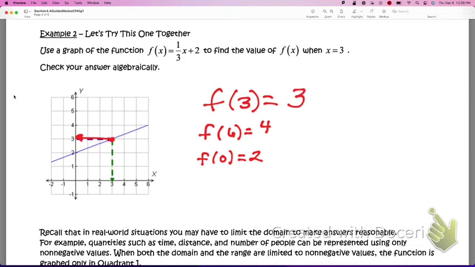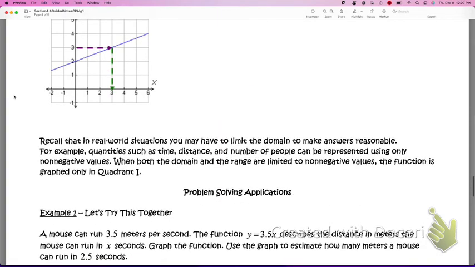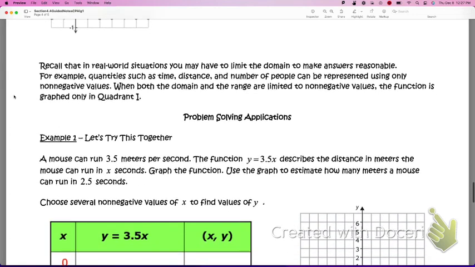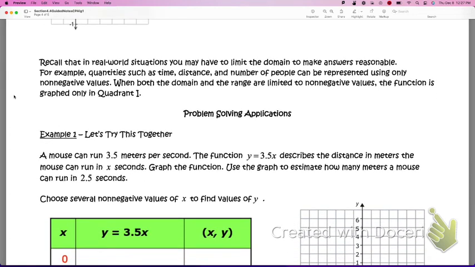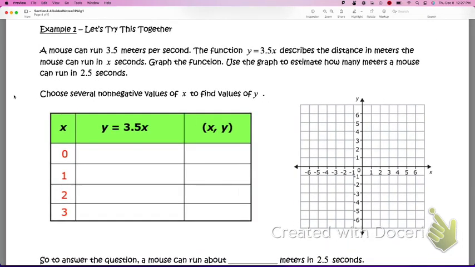And then on the bottom, it says, recall that in real-world situations, you may have to limit the domain to make answers reasonable. For example, quantities such as time, distance, and number of people can be represented using only non-negative values. When both the domain and the range are limited, the function is graphed only in quadrant 1. So here we have a mouse that can run 3.5 meters per second. The function is y equals 3.5x. Describe the distance in meters that the mouse can run, and then graph it.